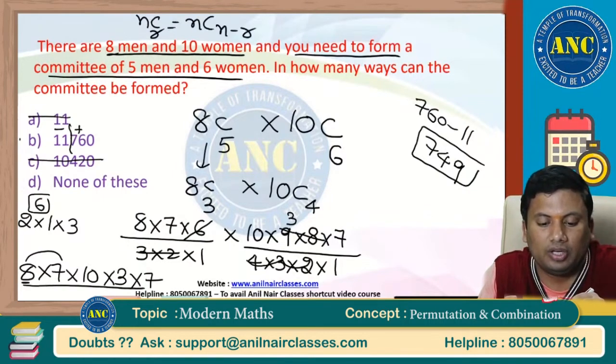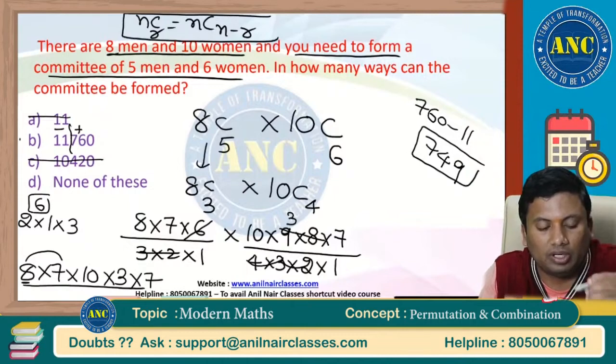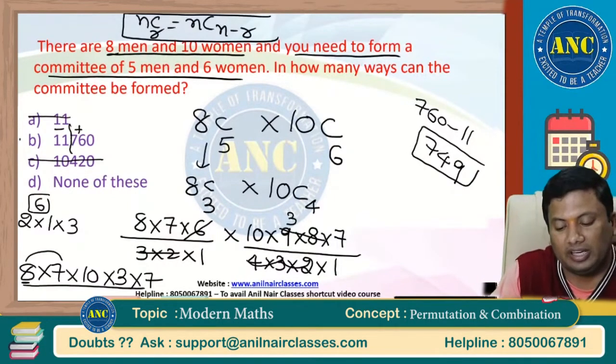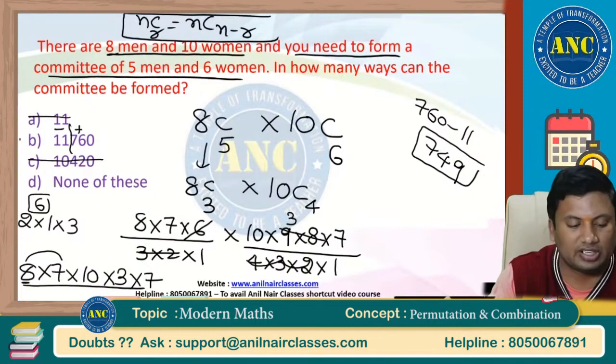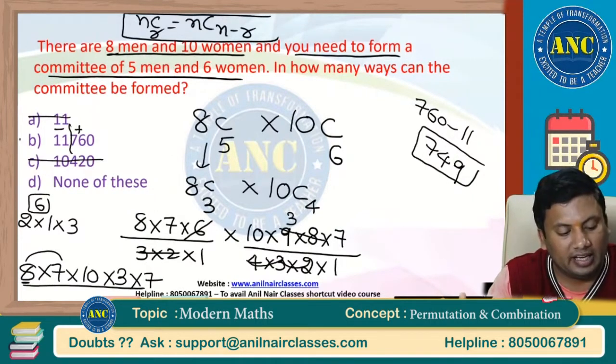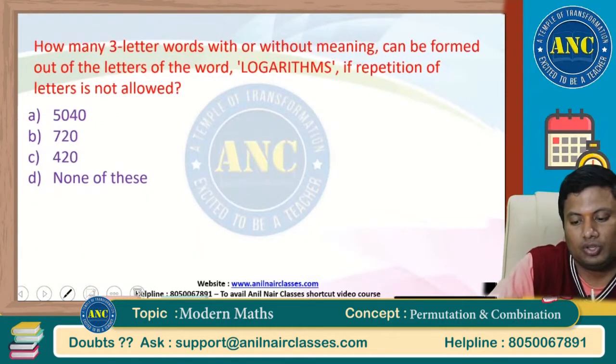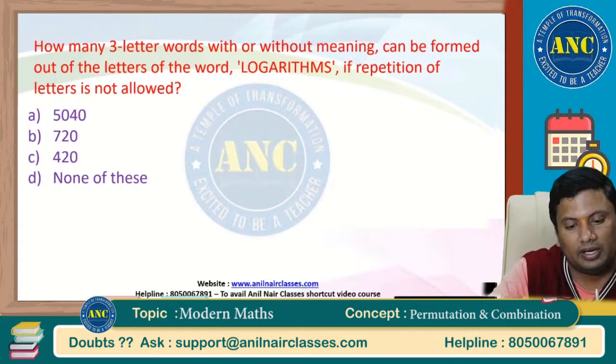nCr is equivalent to nC(n minus r). Out of 8, selecting 5 is nothing but rejecting 3. Out of 10, selecting 6 is nothing but rejecting 4. I hope the idea is clear. Use the digital sum and use the divisibility rules.